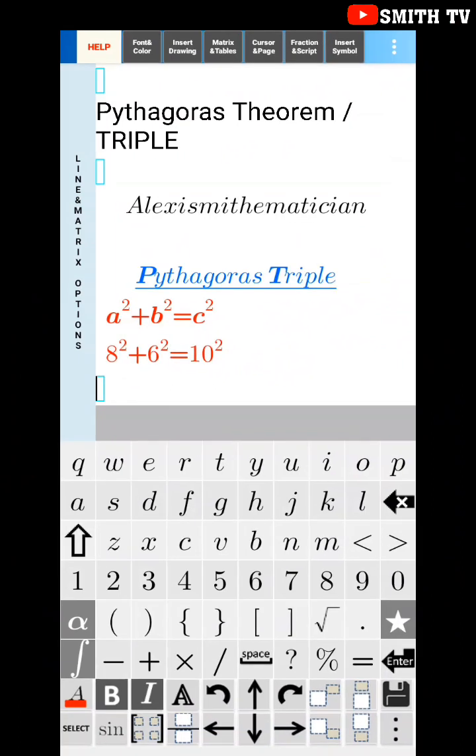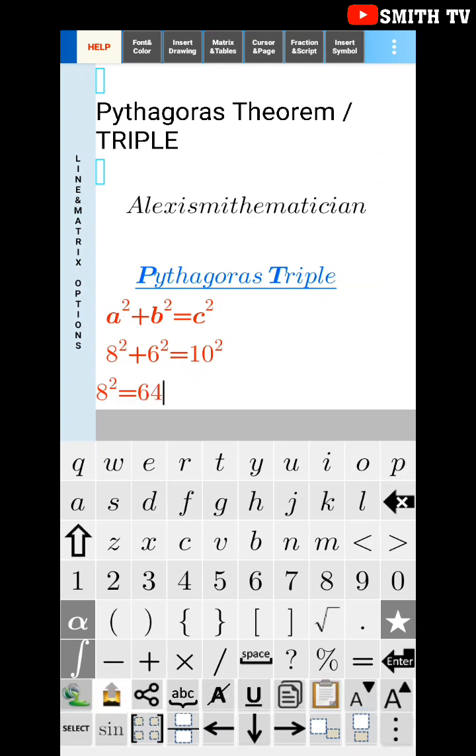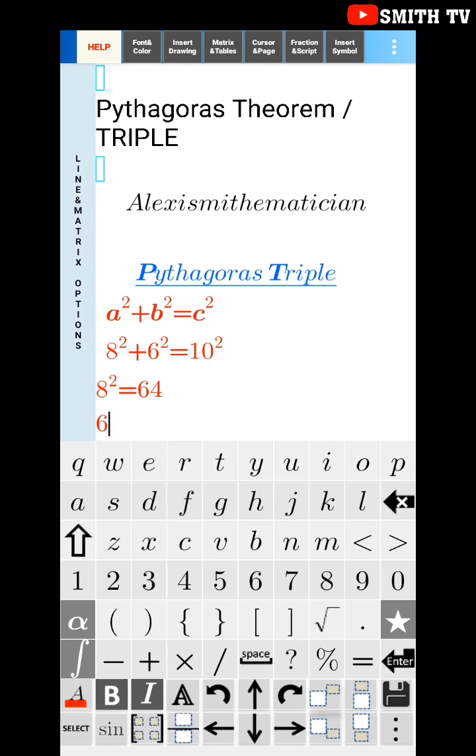A square plus B square is equal to C square. Now 8 square plus 6 square equal to 10 square. To show that this is a Pythagoras triple, the square of 8 is equal to 64 and the square of 6 is equal to 36.